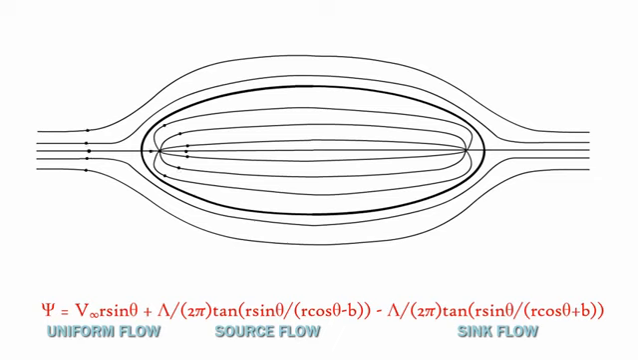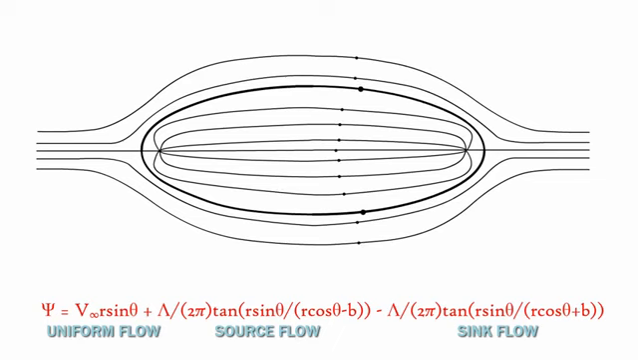Note that the stream functions of the source and sink are a little more complicated because the origin of the flow is in the middle of the ellipse. Now with this stream function, we can easily calculate the radial and tangential velocities around this ellipse with the definition of the stream function. And from there, we can use Bernoulli's equation to calculate the pressure field around the body, and then integrating that pressure over the surface, we can determine the lift and drag.